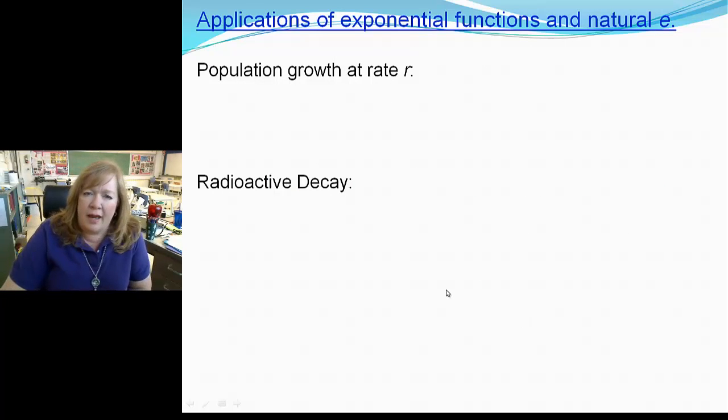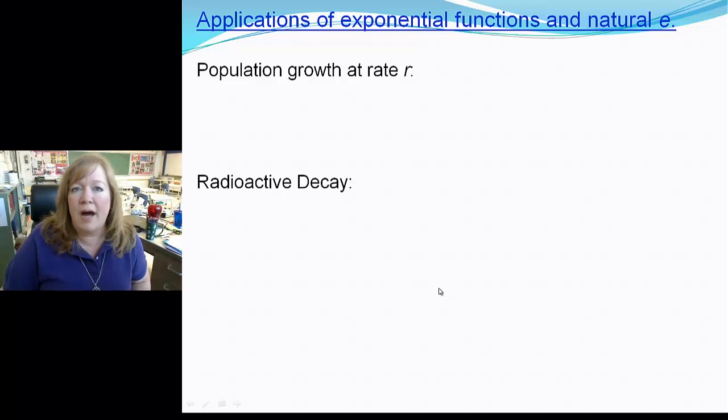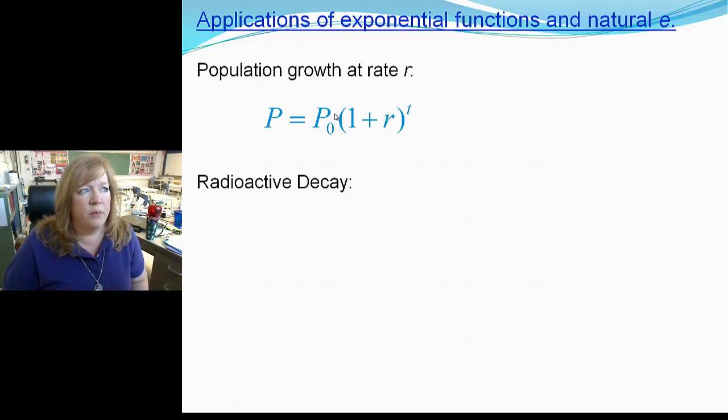Let's get into some applications. This is why you learn exponential functions and logarithms. Our population grows at a certain rate, and to set this up, we're going to have this relationship: P equals P sub 0 times the quantity 1 plus r to the t. This is a formula for population growth.